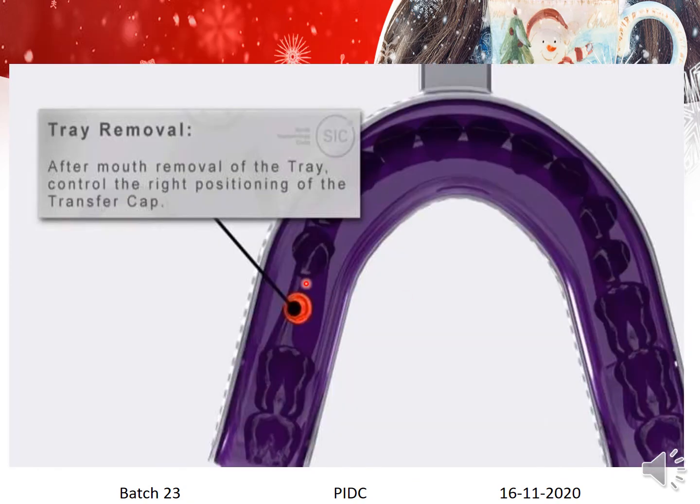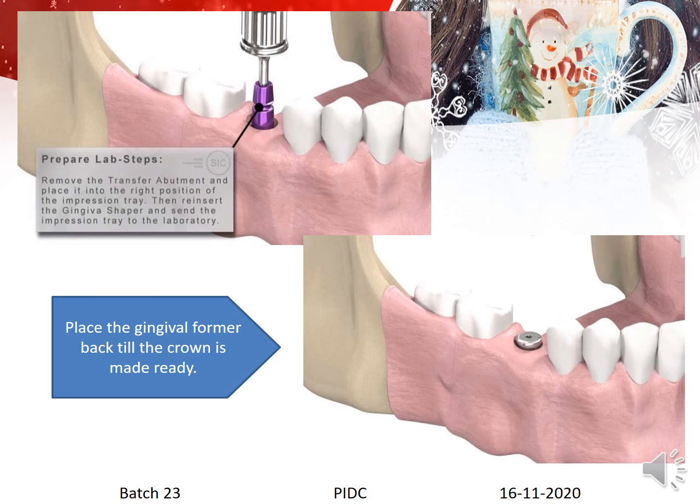So you can see after the tray has been removed that a very exact transfer of your implant surface has been done. And coming on to the lab procedures, prepare the lab steps where you are going to transfer the abutment which you have placed already into the impression tray, and then reinsert the gingival shaper again, and send the impression tray back to the laboratory. You can see that the gingival former is placed after the transfer abutment has been removed.